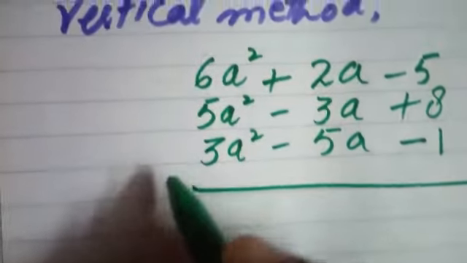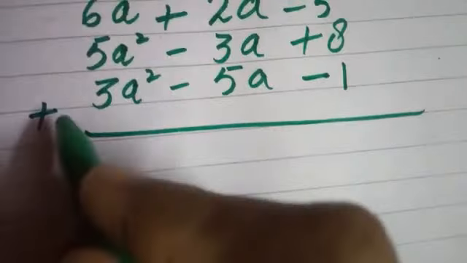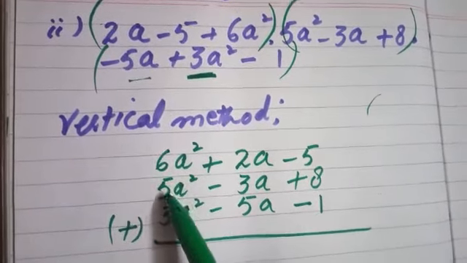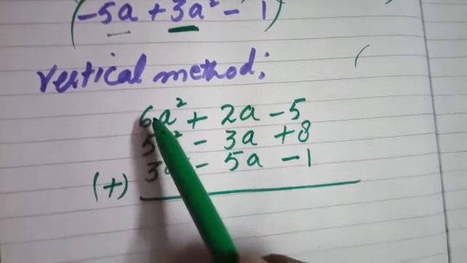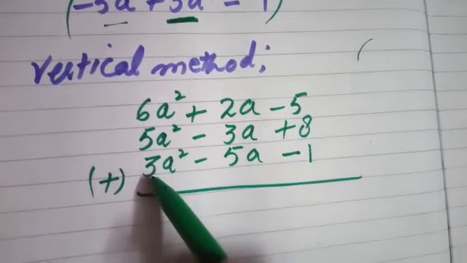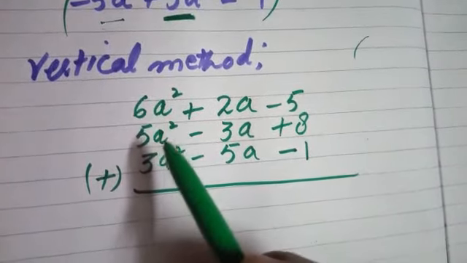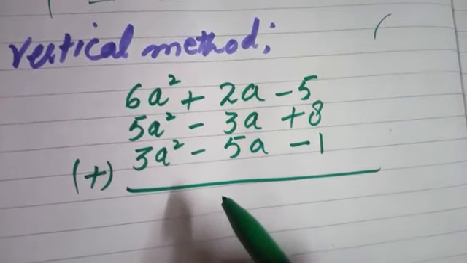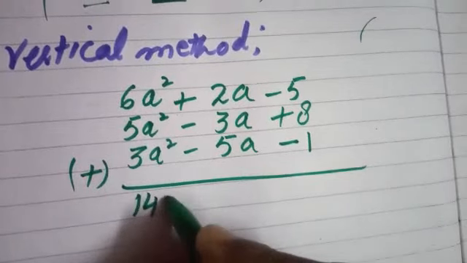So before going to add it, what do we have to do? Check. 6 and 5 both are positive terms, and this one is also positive. So 6, 5 and 3 will become what? 14a square.